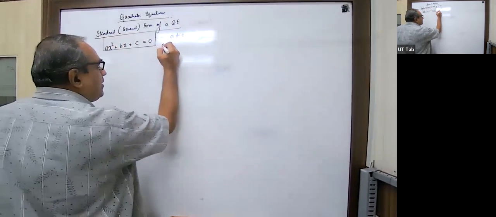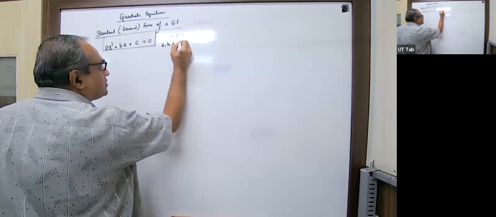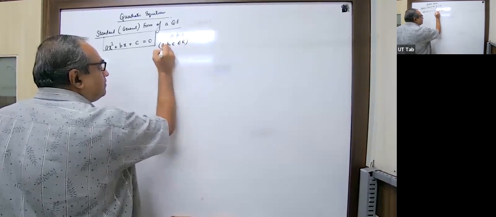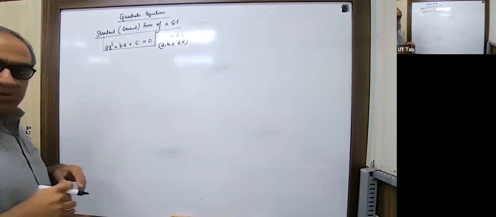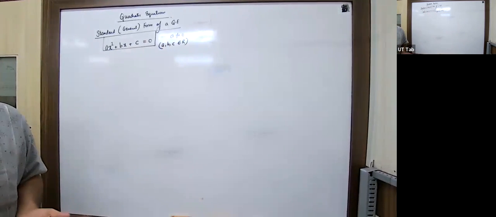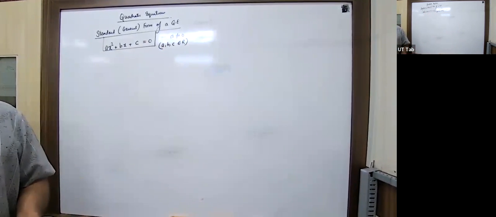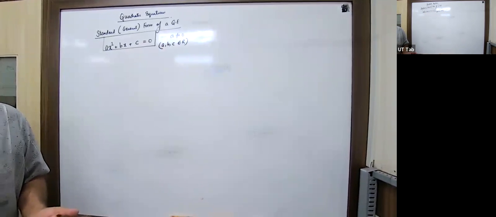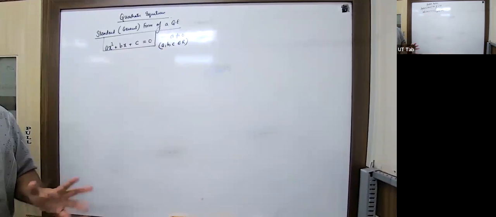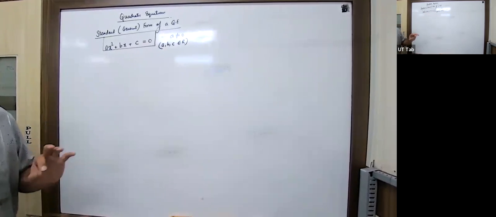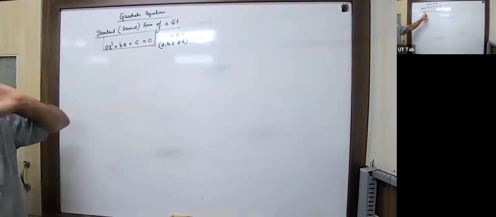And what are these A, B, and C? They belong to real numbers. A could be root 2, B could be minus R, C could be 2.3, any real number. Okay? They are just numbers. The variable here is x.